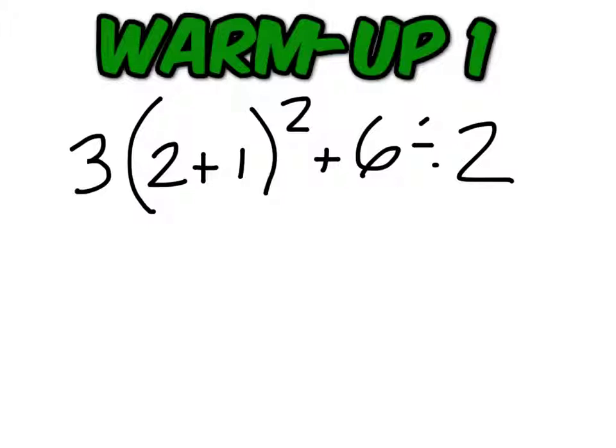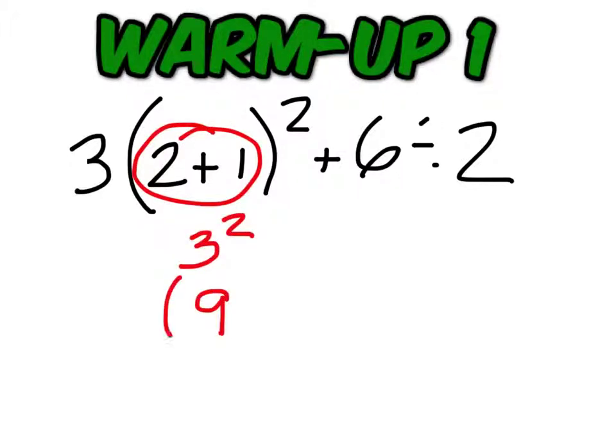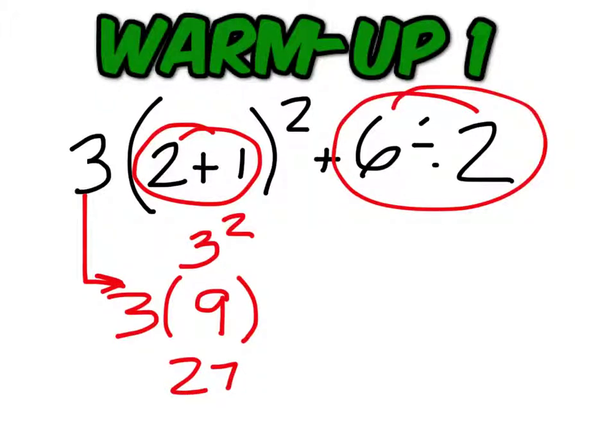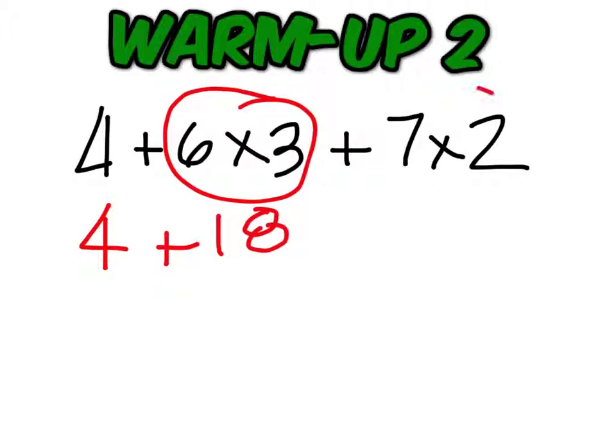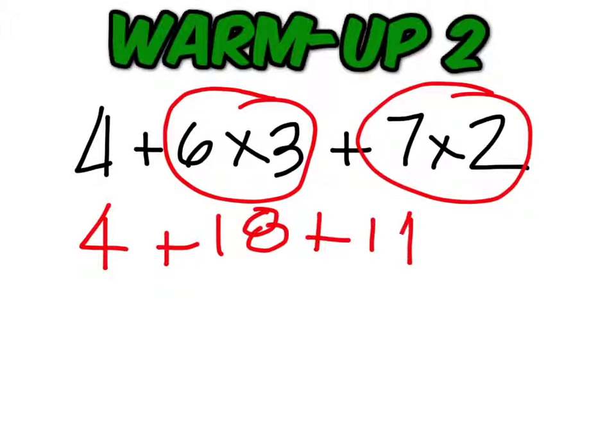On this problem, you have to do 2 plus 1 to get 3, square it to get 9, and multiply it by this 3. That's going to be 27. This is 3. 27 plus 3 is 30. On this one, you have to do 4 plus 18, which is 22, plus 14 would give you 36.